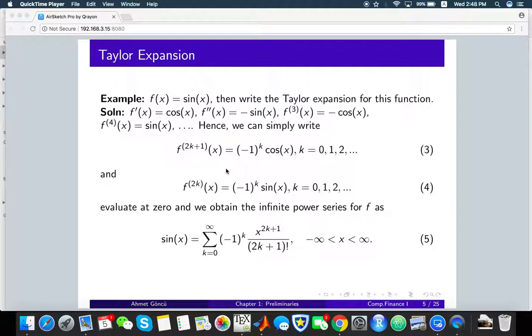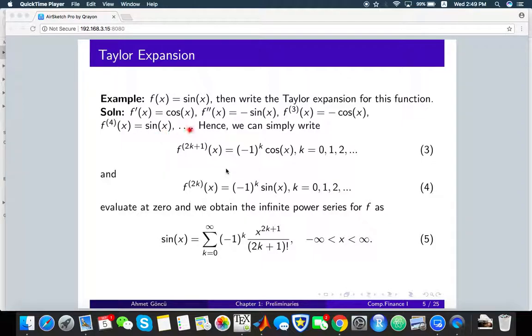So let's do an example here. Consider the function sine x and try to write the Taylor expansion for this function. How do you start to handle this problem? First, you need to start taking the derivatives. Take the first derivative, write it down: cosine x. Write the second order derivative, which is minus sine x, as we know from calculus. The third order derivative: minus cosine x. Fourth, you have sine x. And you can see the pattern now.